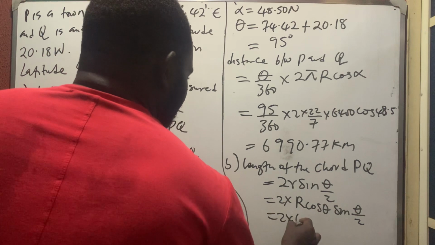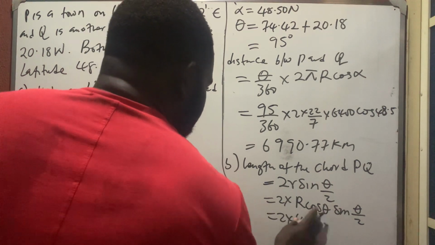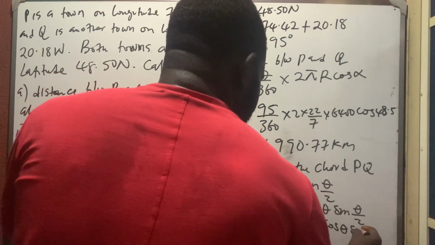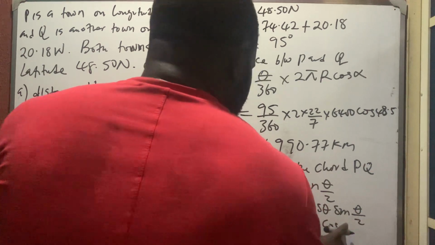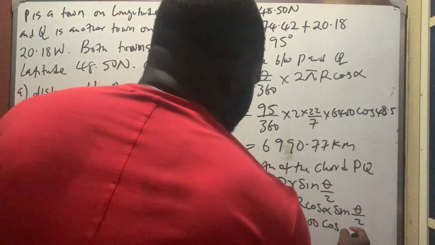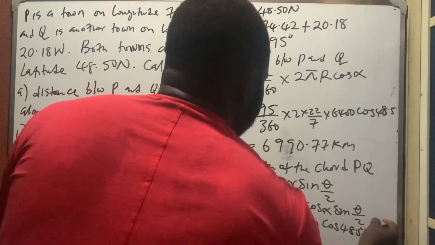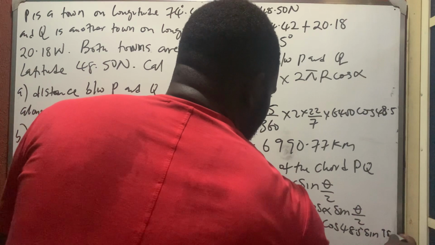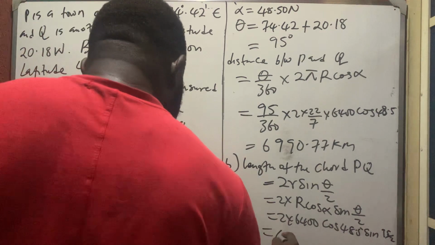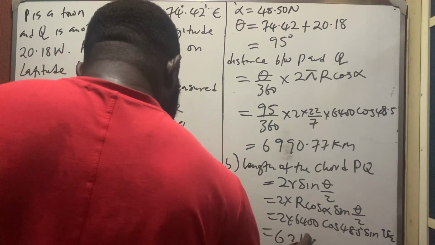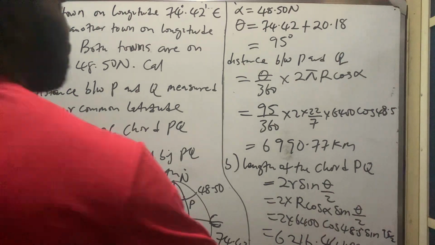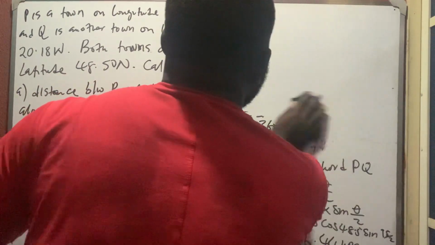So what do we have now? 2 times 6,400 cos, what? Cos alpha, not theta. My alpha is 48.5, then sine my theta is 95 divided by 2. So if you do everything there, you're going to have 6216.44 kilometer.